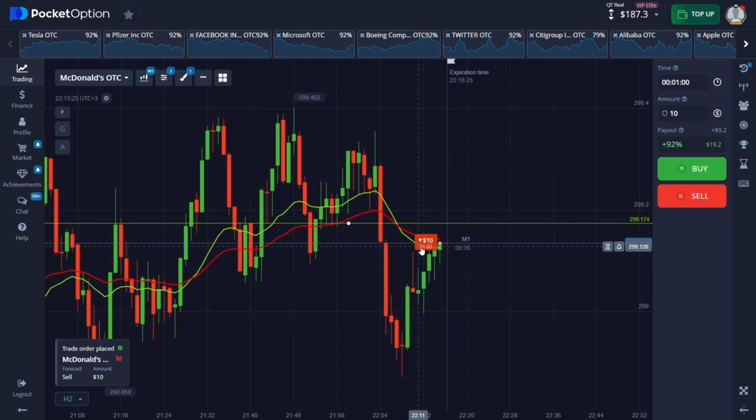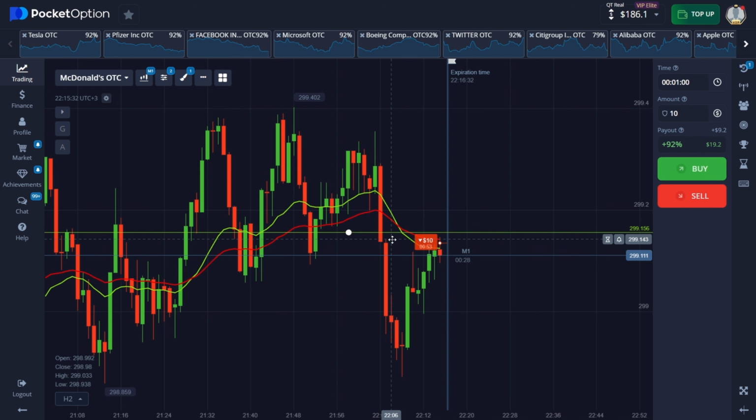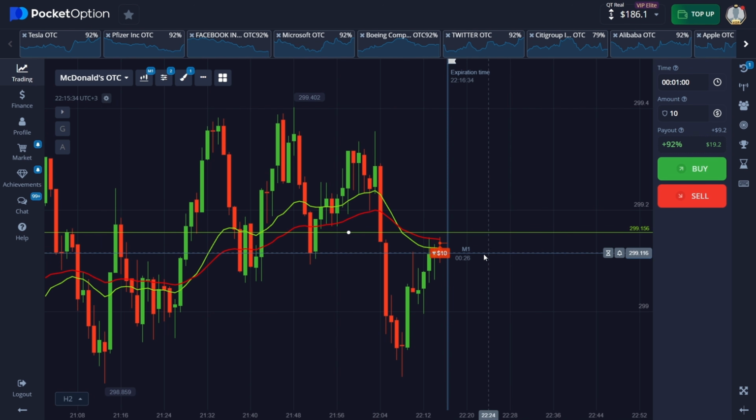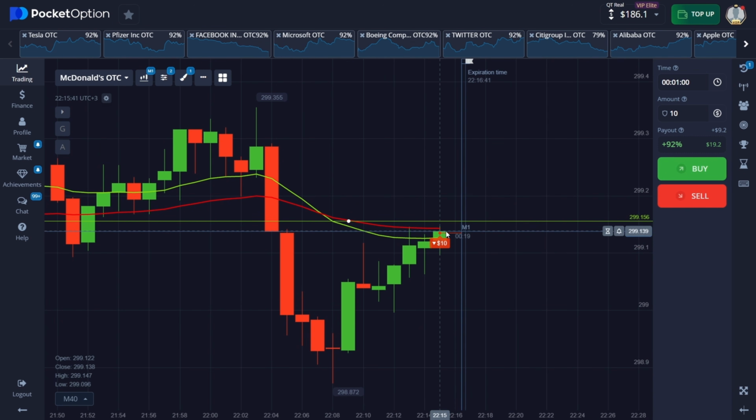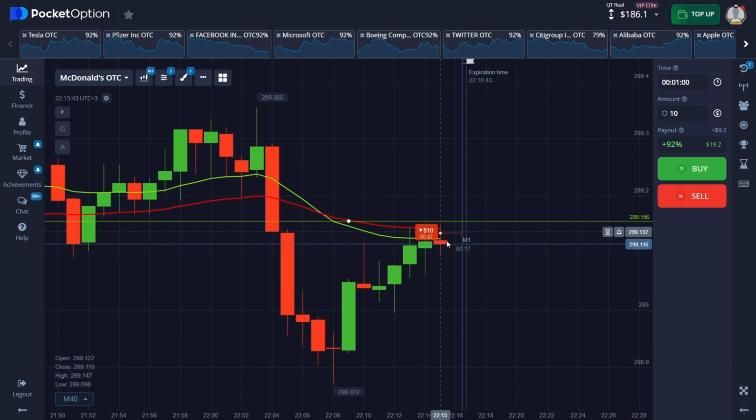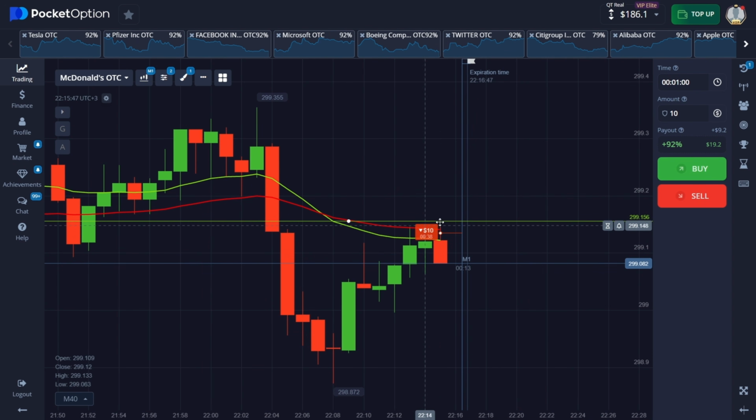We have a trade on McDonald's OTC. I placed a trade for a downside move because there was a resistance level and the moving average present. You will see 4 green candles on the backside, and the previous candle took resistance from the EMA 25, closing below it. That's why I took this trade. The trade is currently in our favor with the candle taking resistance exactly from the level and the EMA.